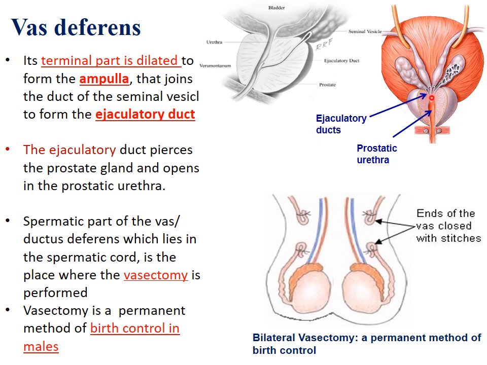So there are two ejaculatory ducts, right and left, coming from the joint effort on the right side by the right ampulla of the vas deferens and right seminal vesicle, and likewise on the left side. Now the terminal part is dilated to form the ampulla that joins with the duct of the seminal vesicle to form the ejaculatory duct. The ejaculatory duct pierces the prostate gland and opens in the prostatic urethra. Now the right and left ejaculatory ducts, after penetrating the prostate gland, where will they open? There is a cut part showing the urethra, the prostatic urethra.